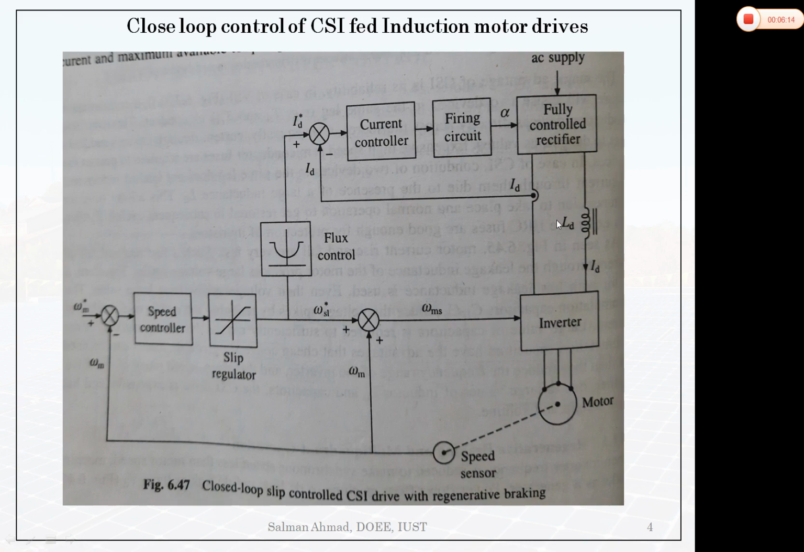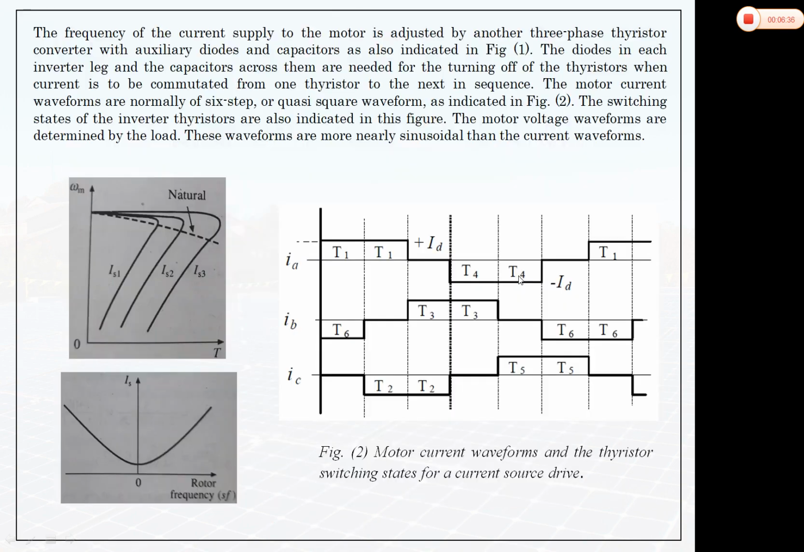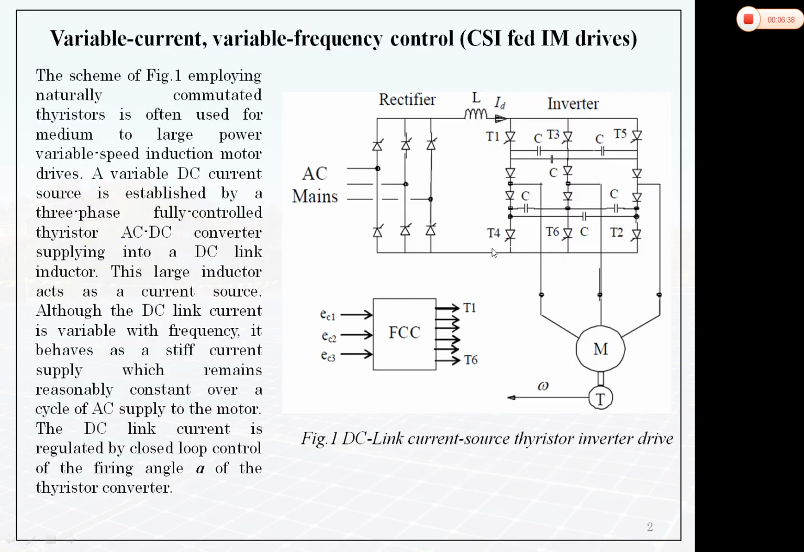Then we are having a large value of inductor, so that we are getting a constant DC link current. This DC link current, for that particular value of alpha angle here, will remain constant. And again we are having an inverter, as it was shown here. This inverter is formed with the help of six controlled rectifier switches, six thyristor switches you can say, and we are having capacitors and diodes for commutation purpose.